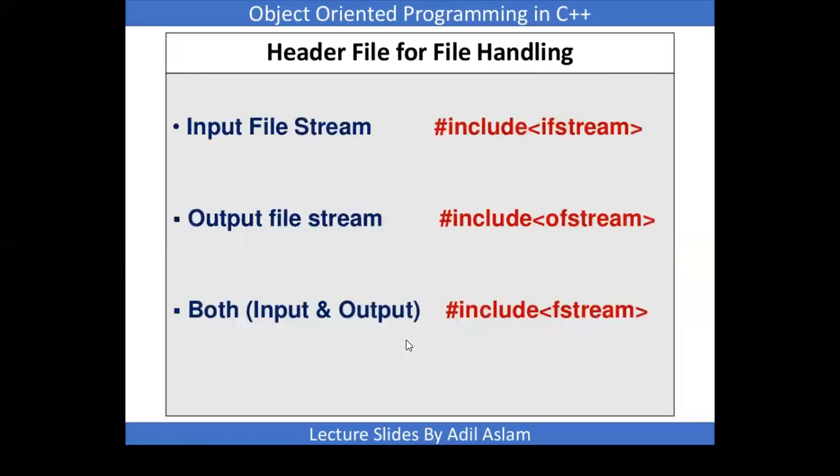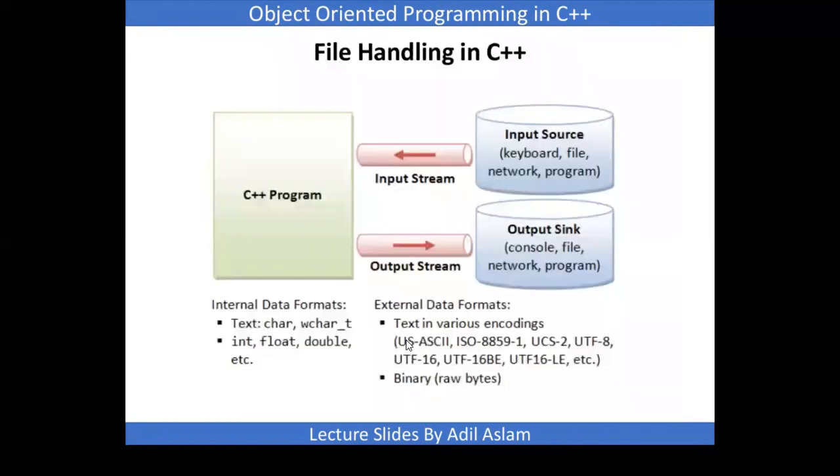Here, for an input file stream, we have to include the ifstream header file in our C++ program to create the input file stream object. And for output, we have to include the ofstream header file. And for both purposes, we have to include the fstream class.